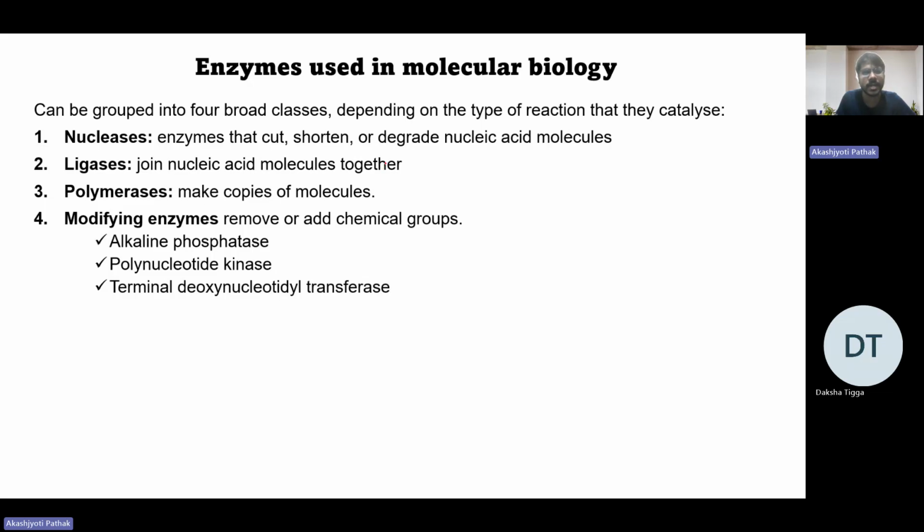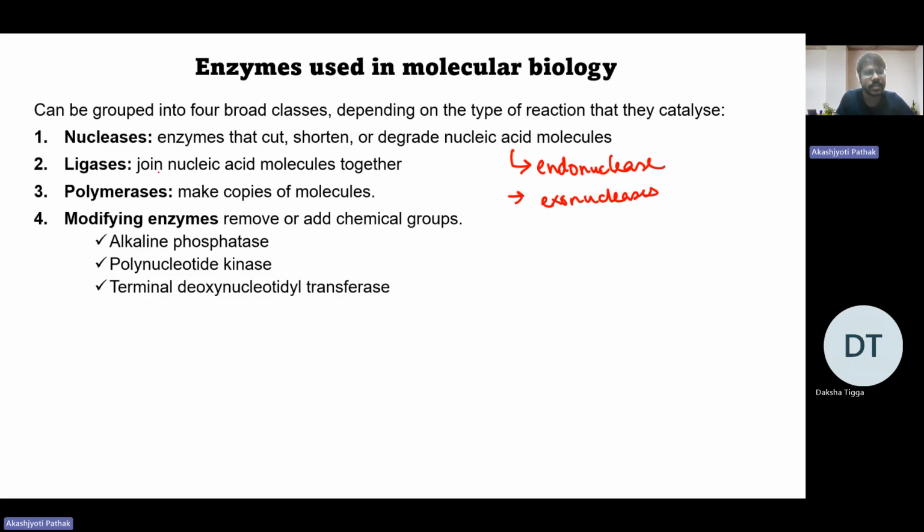So it has this 3' to 5' exonuclease activity. Right, so all these nucleases can be of two types basically. It can be either an endonuclease or it can be an exonuclease. Okay. So in the next slide, we will understand what are exonucleases and what are endonucleases.